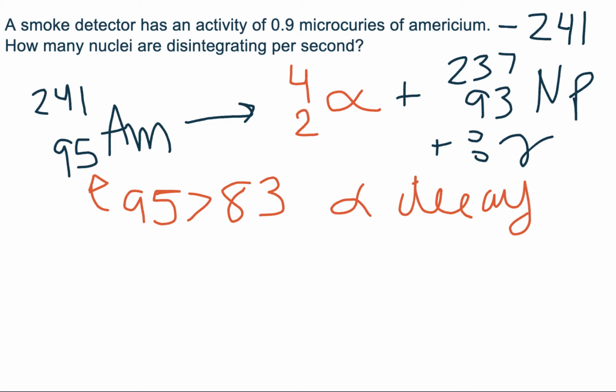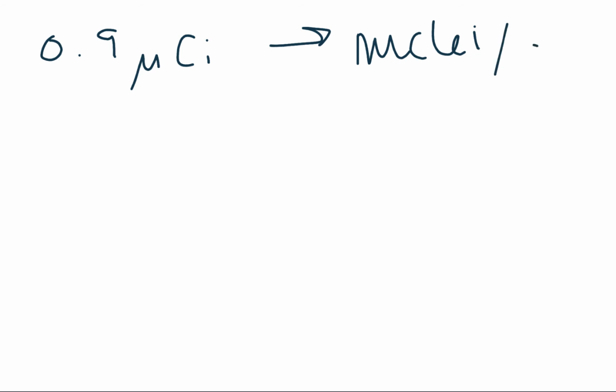Okay, so this is what's happening, and it's these alpha particles that your smoke detector detects. If it can't detect these alpha particles, that's because there's something in between the americium and the detector, and the smoke detector alarm will sound. Then what's in between them is smoke. Let's actually answer the question now and see how many nuclei of americium are decaying every second in a smoke detector. So we were given that we have 0.9 microcuries of americium, and we want to know how many nuclei that is every second.